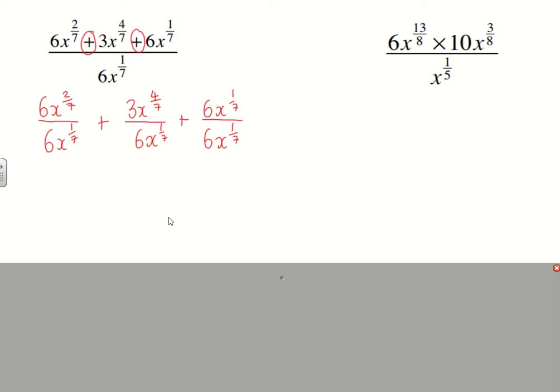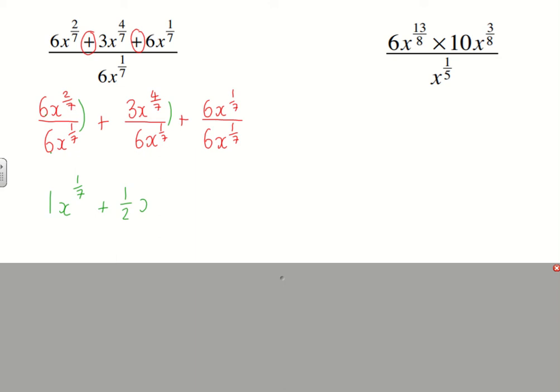So 6 divided by 6, that just comes out as 1. You don't even need to write it down, but I'll put it in there. And then we've got 2/7 take away 1/7, which is 1/7. So we've got x to the power of 1/7 plus 3 divided by 6 is 1/2. So you could write it as 1/2, or you could write 0.5, or you could write your answer over 2. I'm just going to leave it as 1/2. And again, take away your powers. 4/7 take away 1/7 is 3/7.